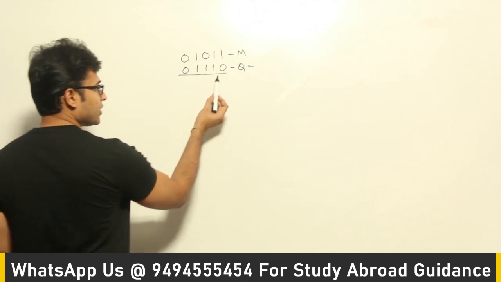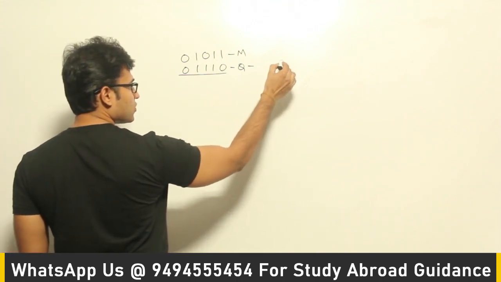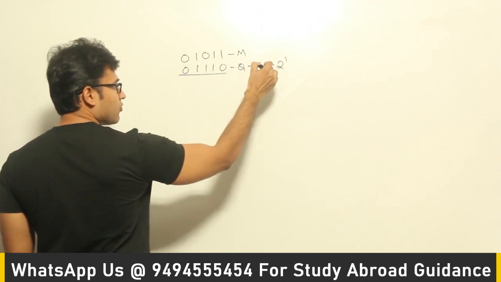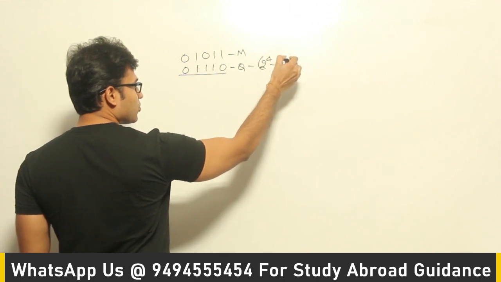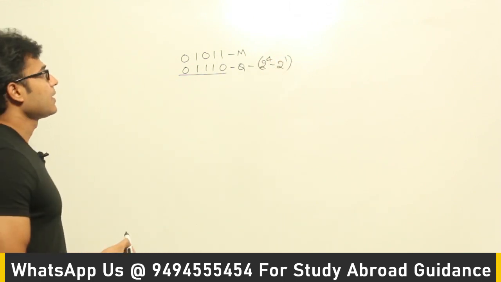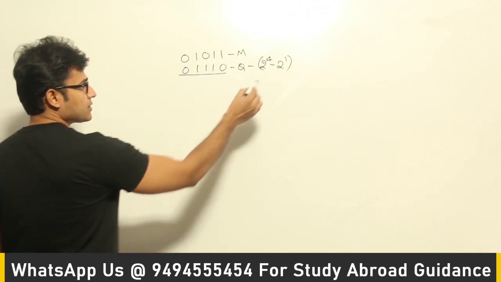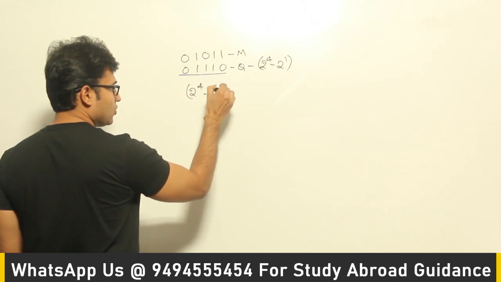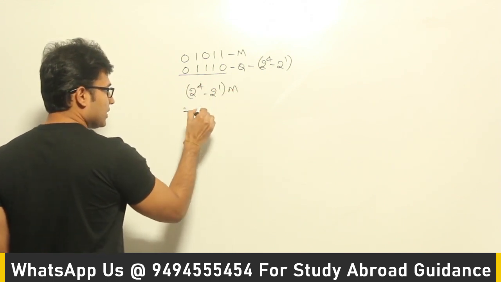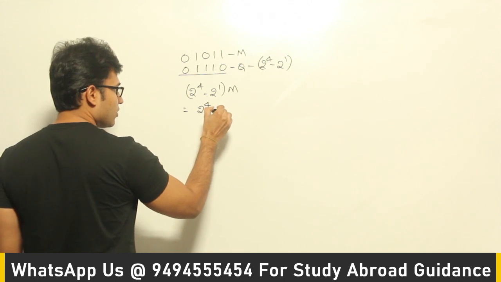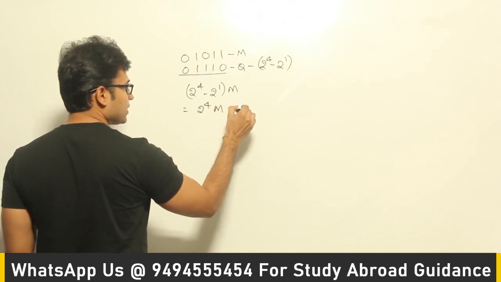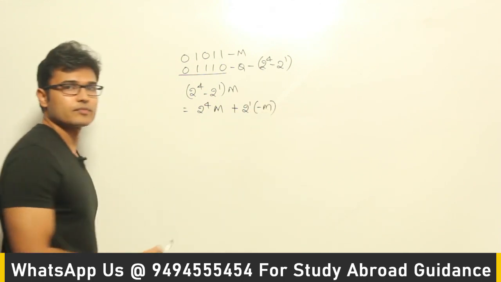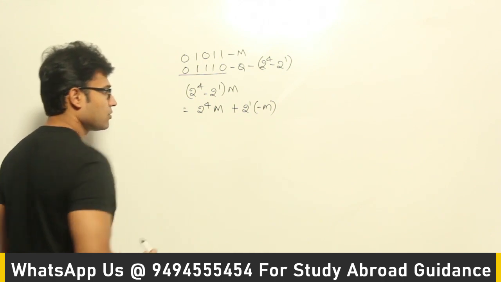Now this block of ones can be written as, since this is 2 power 0, 2 power 1, 2 power 2, 2 power 3, therefore it is 2 power 4 minus 2 power 1. So it is written as (2 power 4 minus 2 power 1) into m. Now if I am going to multiply with this, it could be expanded this way: 2 power 4 into m, plus 2 power 1 into minus m.